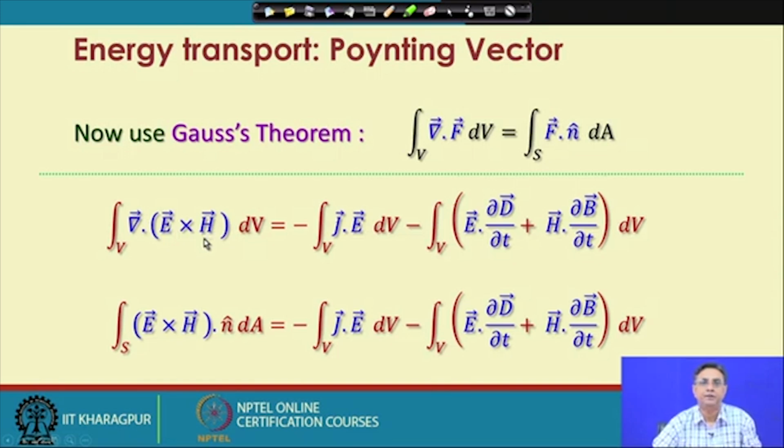Now, if I apply this Gauss's theorem, I can write this equation as the surface integral of E cross H, that is E cross H dot n unit vector dA, integral of that will be equal to the right hand side.